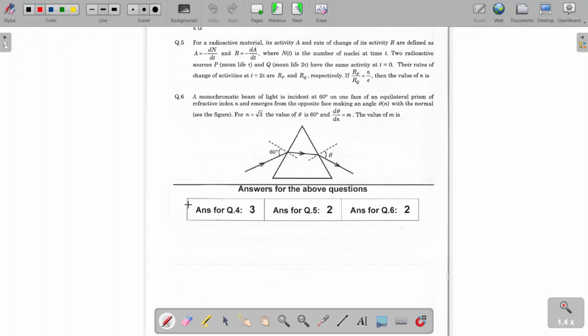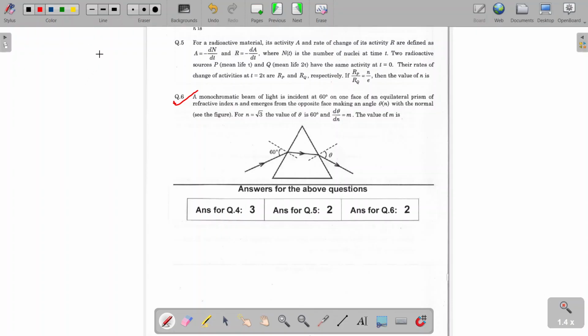We are going to discuss question number 6, which came in JEE Advanced 2015, paper 2. The question is that there is a light which falls on this equilateral prism. The angle of the prism is 60 degrees and the refractive index of the prism is n. Now it emerges from the opposite face at some angle theta with the normal as shown in the figure. So under these conditions, what is d theta by dn?